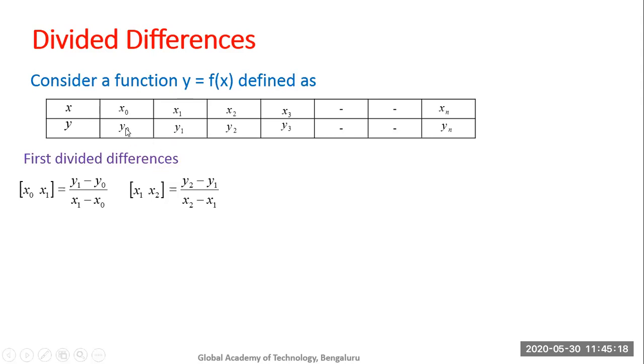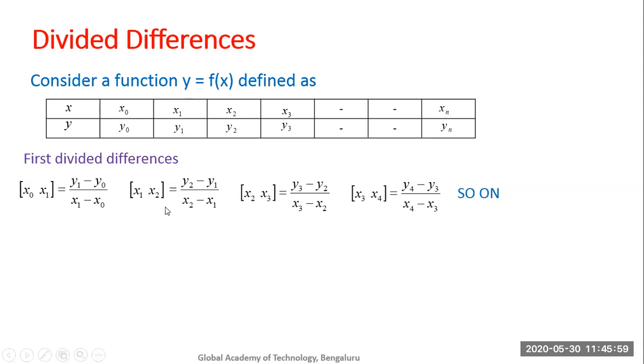So y1 minus y0 divided by x1 minus x0. Here y2 minus y1 divided by x2 minus x1. The first divided difference x2, x3 is defined as y3 minus y2 divided by x3 minus x2, and so on. So x3, x4 will be y4 minus y3 divided by x4 minus x3, and so on. Finally, we get xn minus 1, xn as yn minus yn minus 1 divided by xn minus xn minus 1. So these are all called first divided differences.